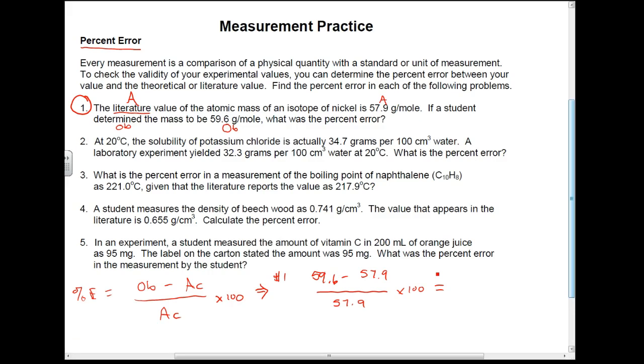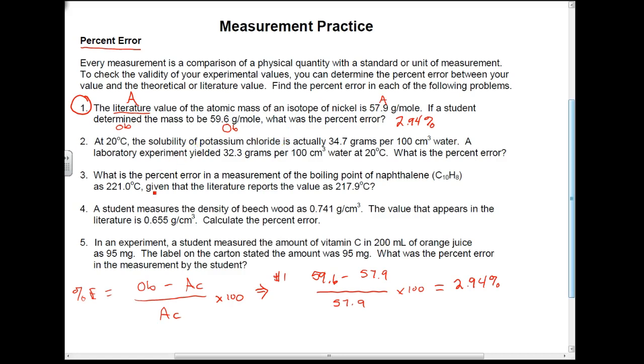I get 2.93%, 2.936, since there are 3 sig figs in all these numbers. I'm going to say 2.94%. That's the percent error for number 1. All right, number 2, 3, 4, and 5, you follow that same thing all the way down. Just make sure that you know how to determine which is the accepted and the observed.